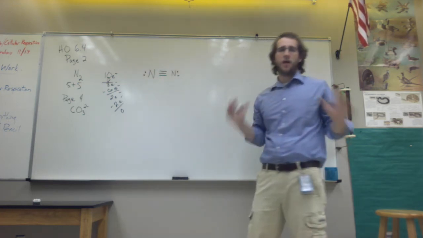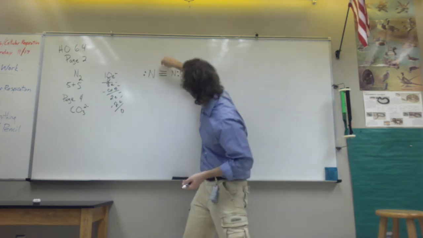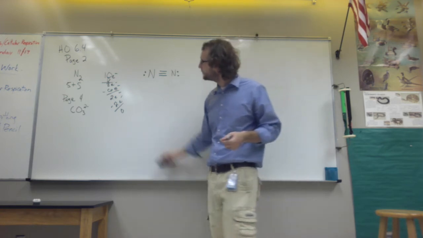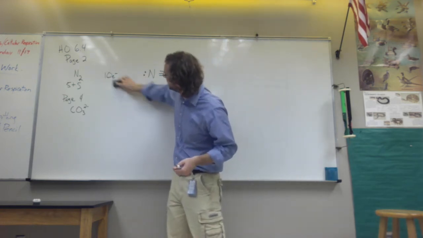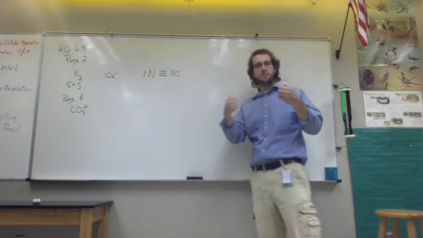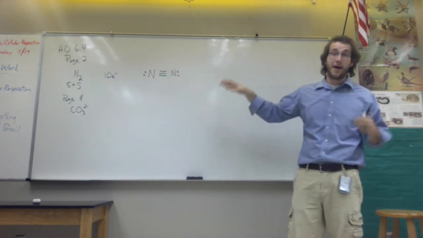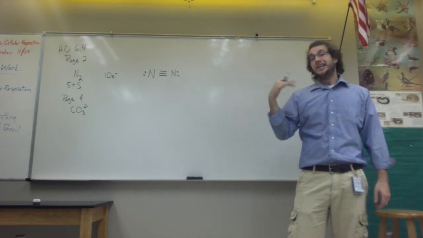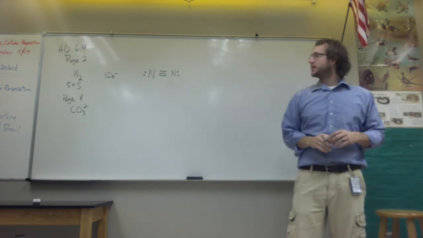Everybody's happy, everybody wins. We used a total of 2, 4, 6, 8, 10 electrons, which was all we had to start with. Cool, there's our first example today. Nitrogen, a diatomic element, does pair up with itself to be stable. Triple bond, very, very strong.